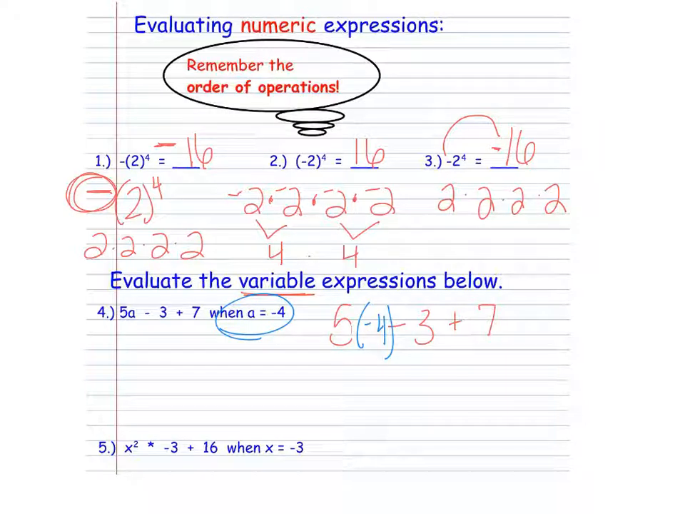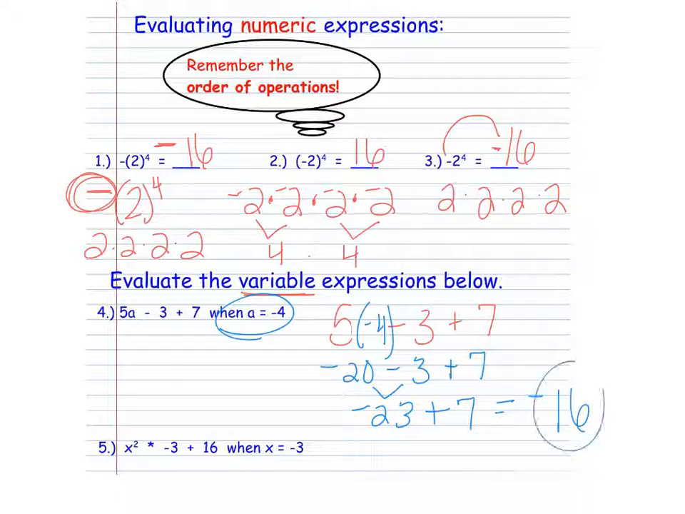So let's multiply first. We get negative 20 minus 3 plus 7. Order of operations says if we have addition and subtraction together, we work left to right. So we do negative 20 minus 3, that's negative 23. And then finally my last step is negative 23 plus 7, which is negative 16.